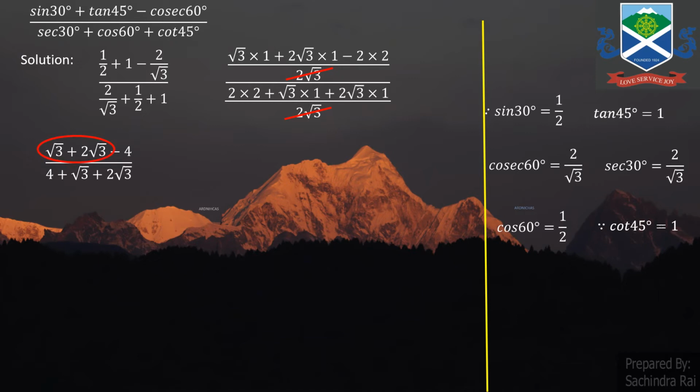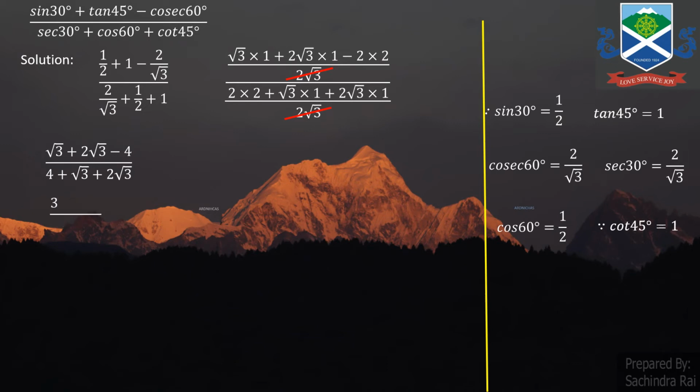Now let us understand how to add root 3 plus 2 root 3. Actually, we have a numeral coefficient in front of root 3 as 1. So this 1 and this 2 will be added, and after adding 1 and 2 we get 3, so the value becomes 3 root 3. So this expression now becomes 3 root 3 minus 4 divided by 4 plus 3 root 3.